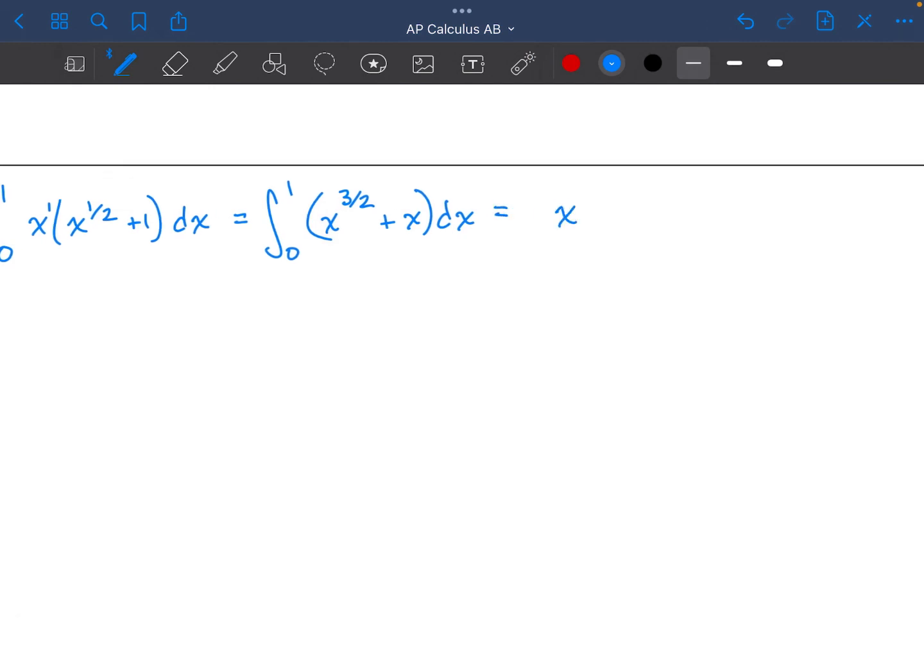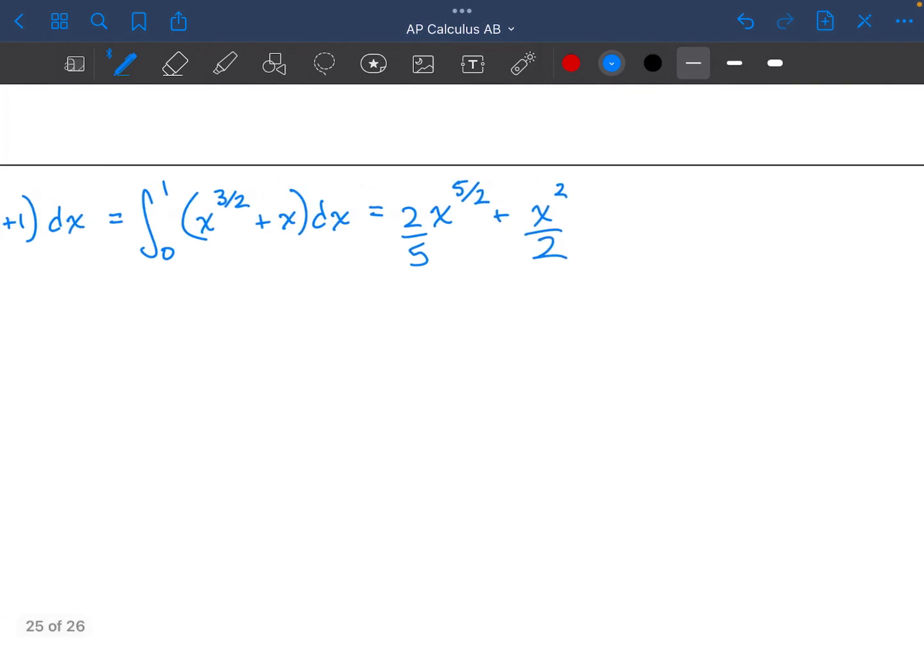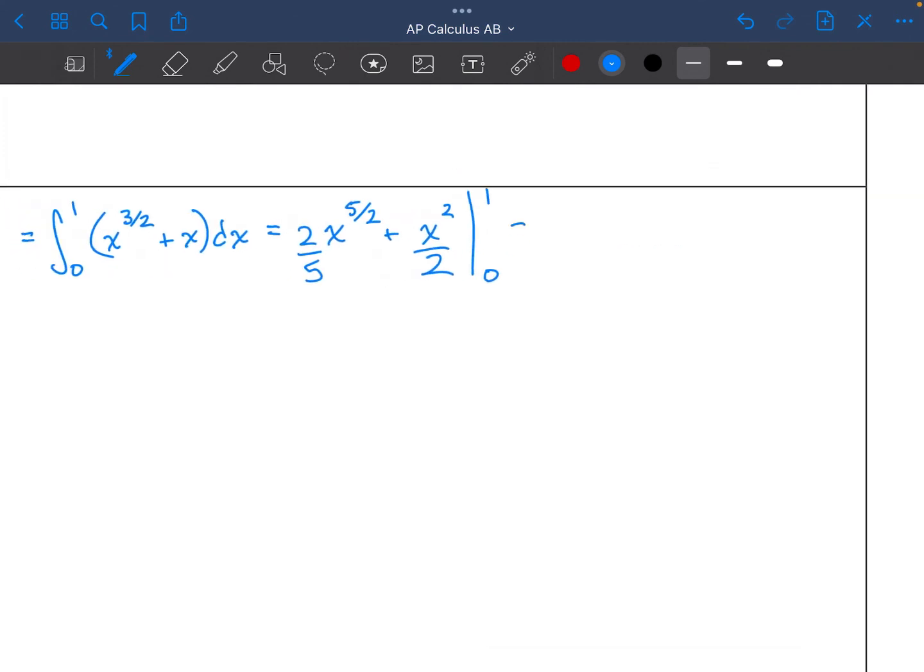This is going to be x to the power of, it's going to go up a power from 3/2 to 5/2. Divide by 5/2 is the same thing as multiplying by 2/5. So 2/5. Plus, this x is going to go up to the power of 2, divide down by 2, and it's not plus c, we have a definite integral, so it's going to be an evaluation bar between 0 and 1. All right, do I have enough room over here? Maybe. We'll see if I can squeeze it in. So over here, I'm going to plug in 1.